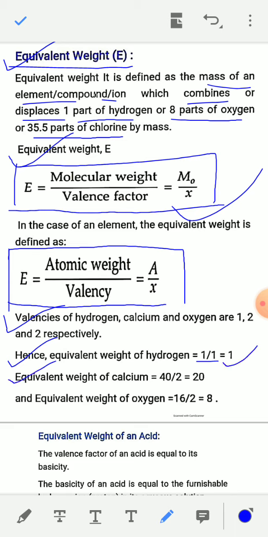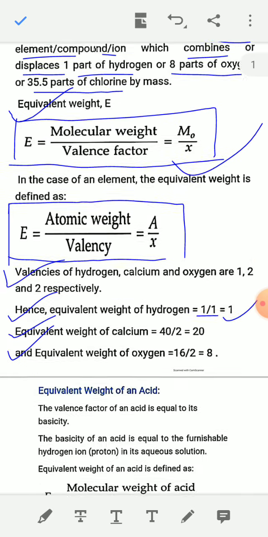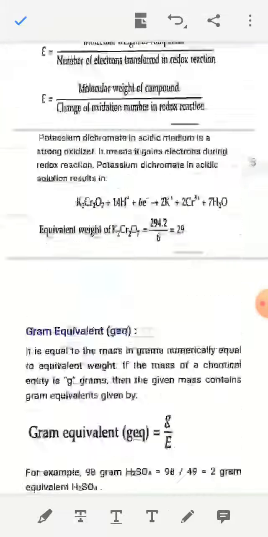Equivalent weight of calcium is 40 divided by 2, where 40 is the atomic weight of calcium and 2 is the valency of calcium. And equivalent weight of oxygen is 16 divided by 2, because the atomic weight of oxygen is 16. And for ions, you can apply the same formula.